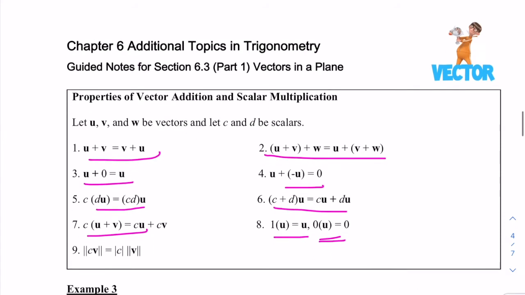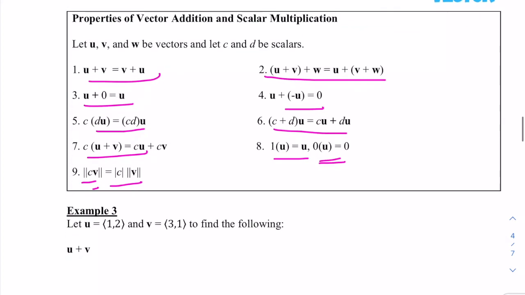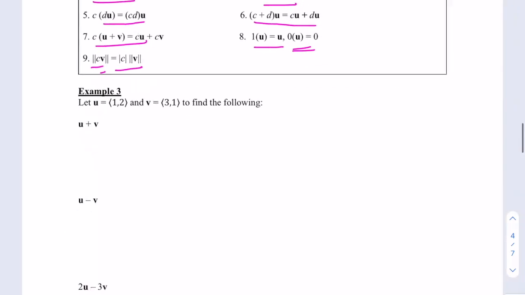And then whenever we're having a scalar here, we're looking at that magnitude, you can multiply by the absolute value of that scalar, right? So any vector, if you're looking at something that's twice as big, 3 times as big, you can multiply by that scalar. Okay, so let's practice some operations with these vectors.